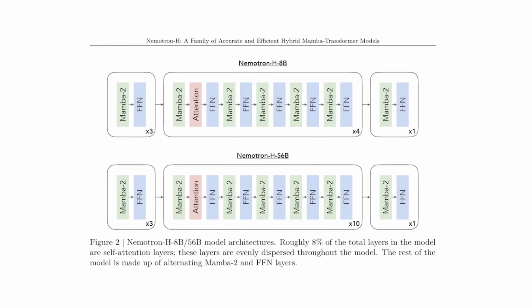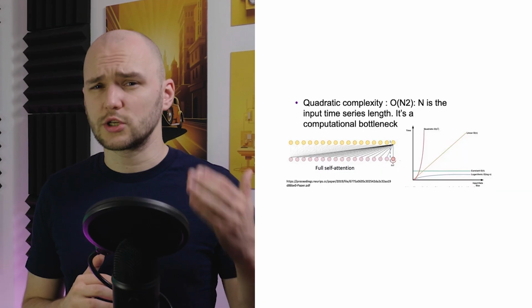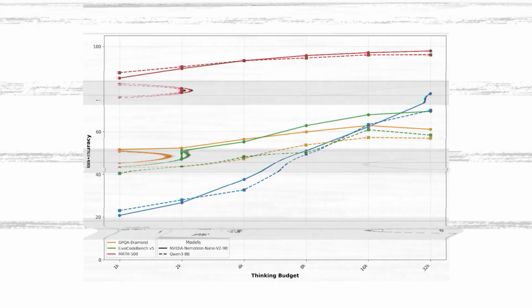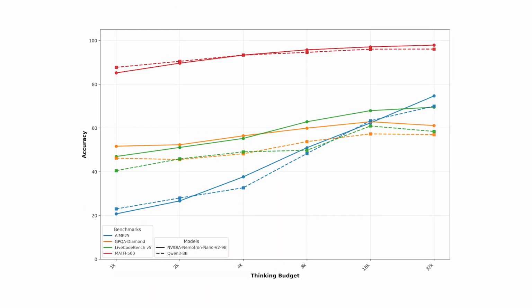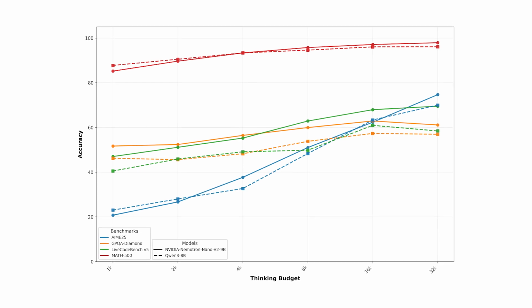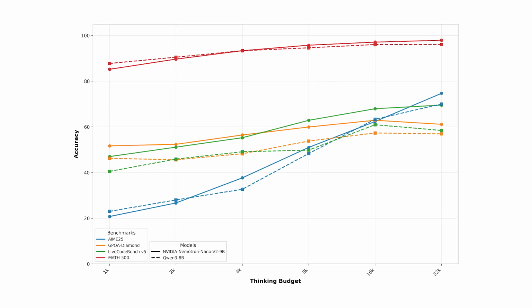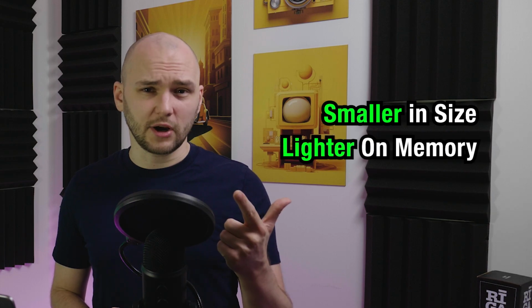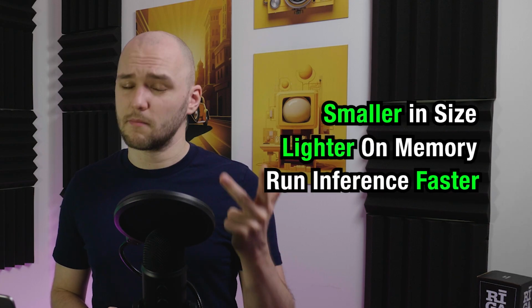These Mamba 2 layers are more efficient at handling long sequences, since they don't have the quadratic slowdown that attention layers normally create. And this difference really matters, because while models like Llama 3 or Qwen 3 need tall stacks of attention layers to work, Nemotron can achieve similar or even sometimes better reasoning ability with far fewer attention layers overall. That means it's smaller in size, lighter on memory, and can run inference much faster.